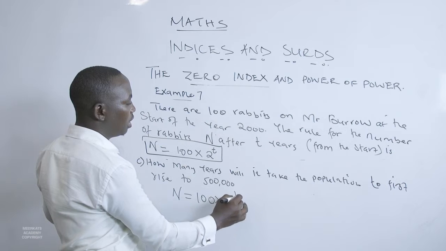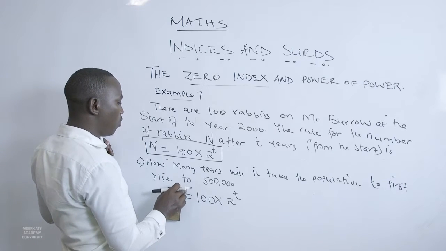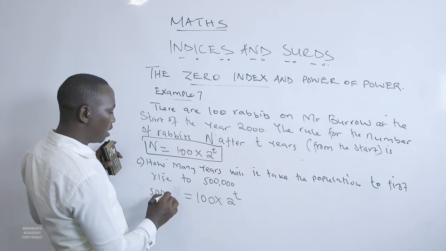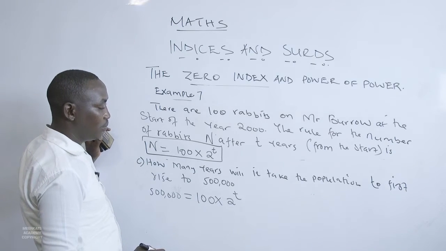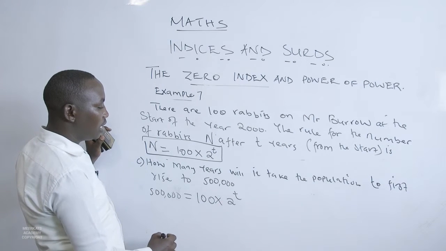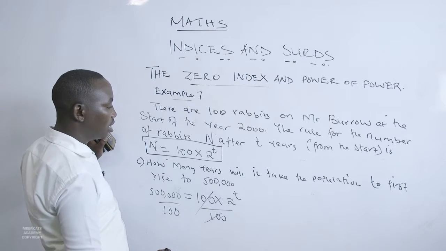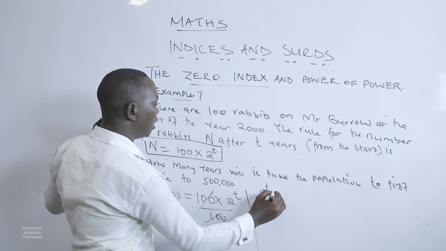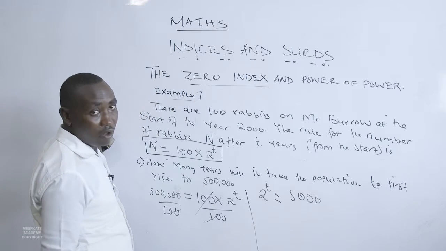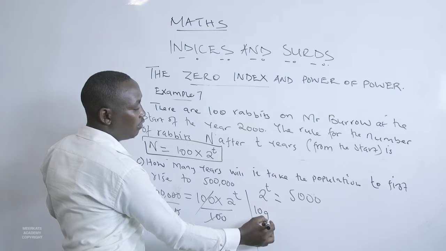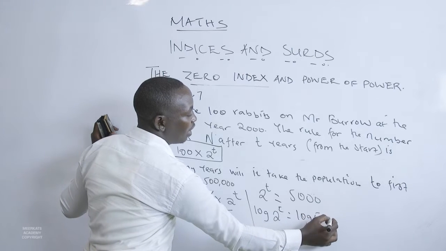100 times 2 raised to the number t. And when you make the necessary replacement, we want the number to be 500,000 rabbits. So where there is n, you replace with 500,000. Then we can now divide through by 100 to eliminate that, so that we have 2 raised to t to be equal to 5,000. From there, we make the introduction of logarithm. So this will be the log of 2 to the t is equal to the log of 5,000.